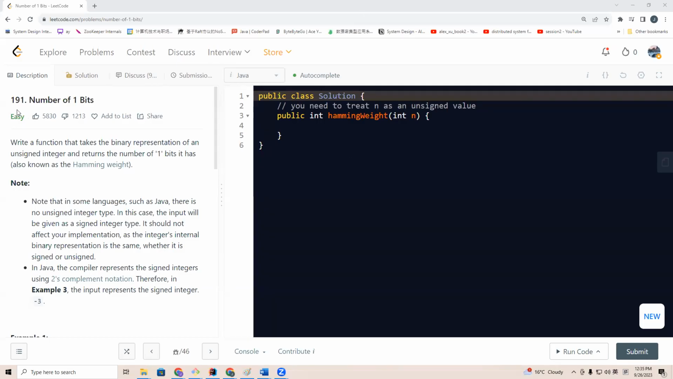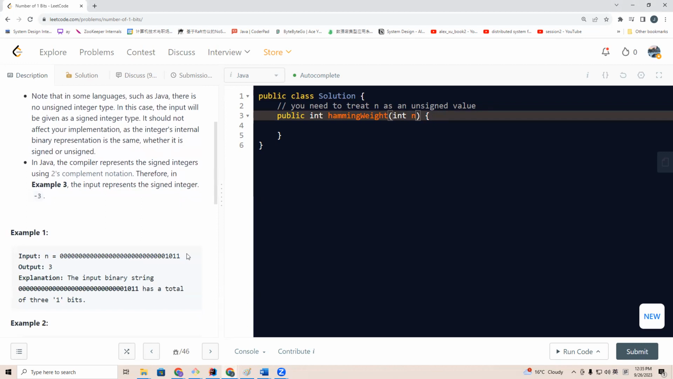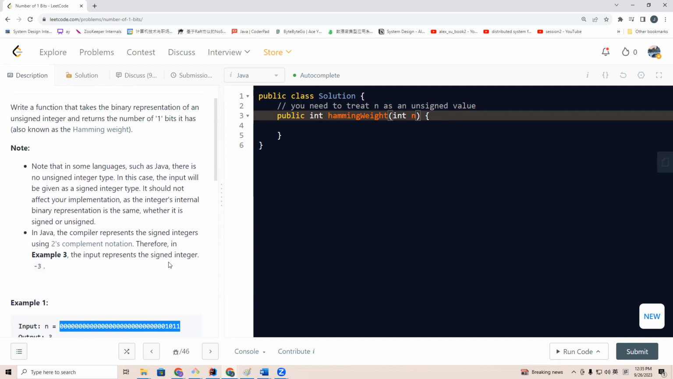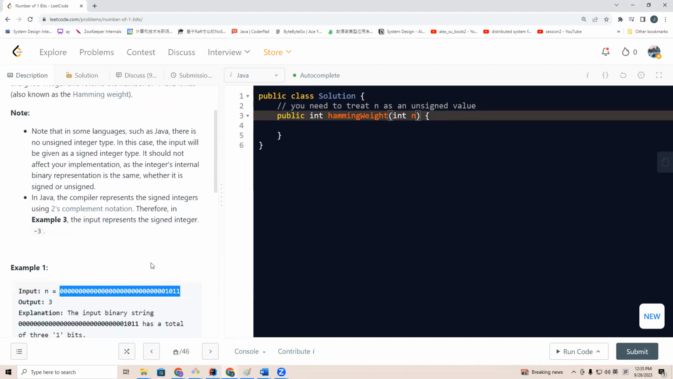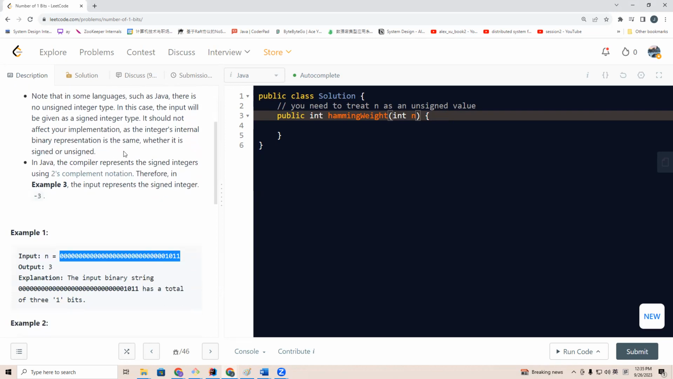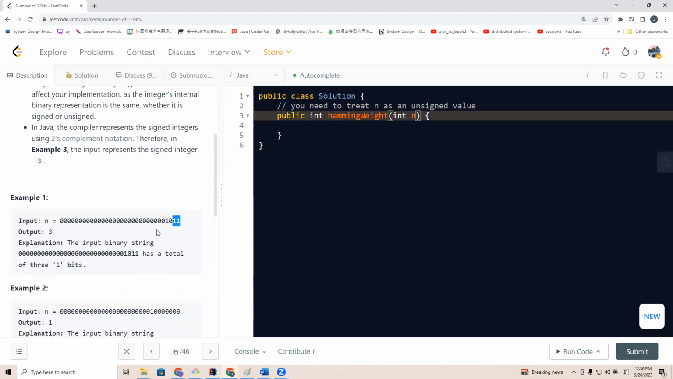Let's go to LeetCode number 191, number of 1 bits. For this question, you're given an n, and let's return the number of 1 bits. For example, the number 3 is represented as this kind of binary string. There are three 1 bits, so it counts as 3.